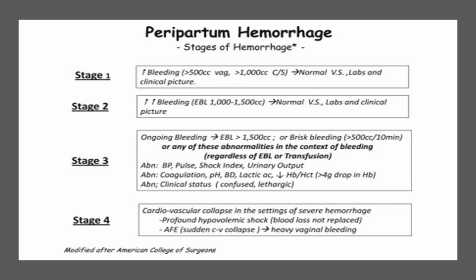Then you can go into DIC. Your lactate goes up. Then sometimes these patients get confused and lethargic. By the time you get to stage 4, they have severe hemorrhage. They have cardiovascular collapse.